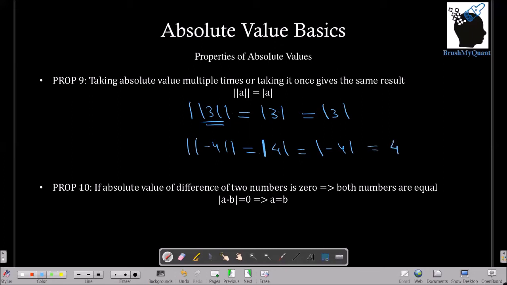Tenth property: if the absolute value of the difference of two numbers is 0, that means both numbers are equal. That is, if |a - b| = 0, that means a = b. Let's take an example. If |x - 3| = 0, this means that x will be equal to 3.